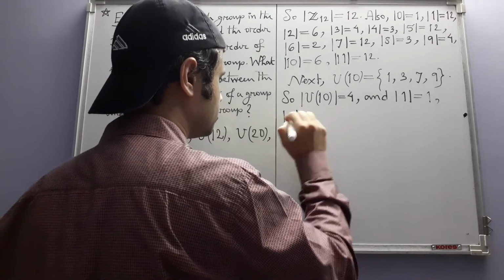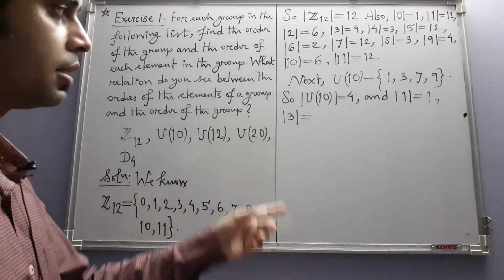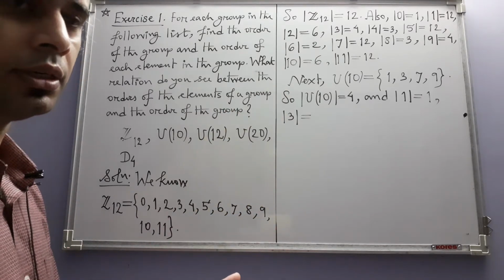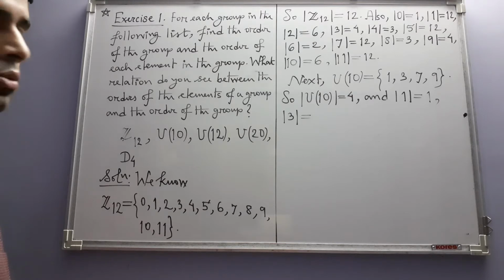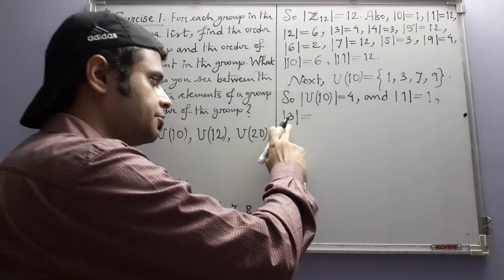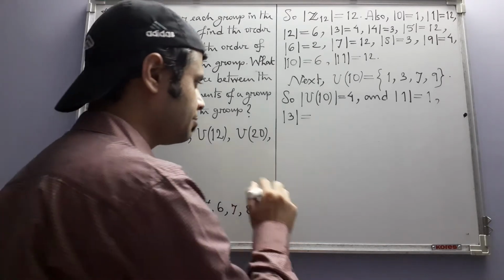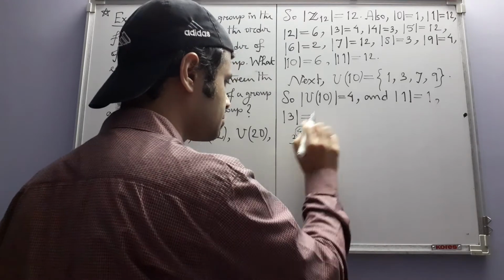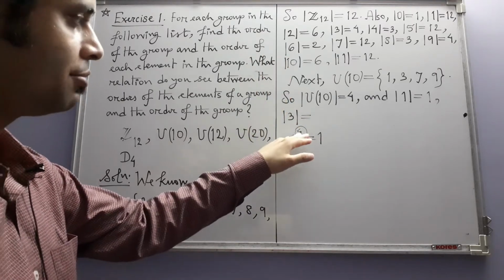What about 3? Now, instead of considering multiples of 3, since the operation is multiplication modulo 10, we have to consider powers of 3. So 3 square is 9. Is 9 minus 1 divisible by 10? No. 3 cube is 27. 27 minus 1 is also not divisible by 10. 3 to the power 4 is 81. 81 minus 1 is 80, that is divisible by 10. So that means in this group 3 to the power 4 is actually equal to 1. So this is the smallest positive integer for which this power equals the identity element. So by definition 4 is the order of 3.